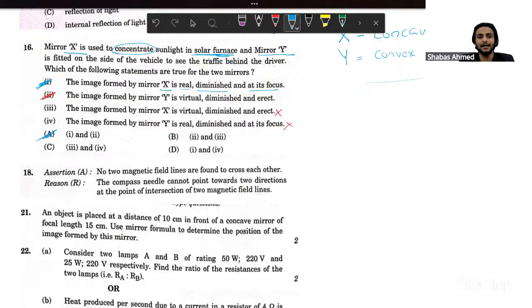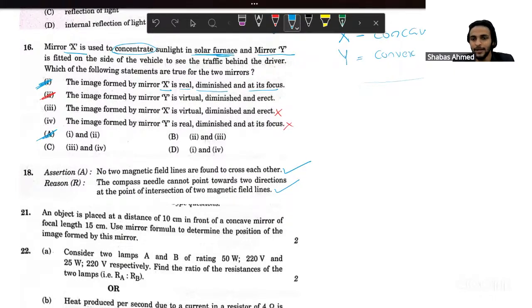No two magnetic field lines are found to cross each other. Yeah, we know the magnetic field lines will not cross each other. The compass needle cannot point towards two directions at the point of intersection of the two lines. That is also correct. So we can say both the reason and assertion are true and R is the correct explanation.